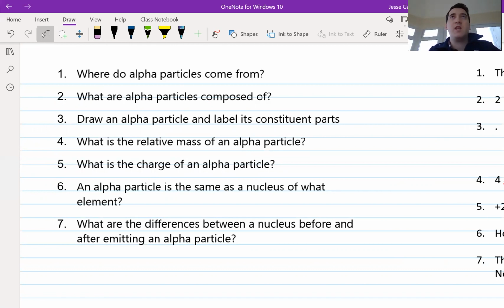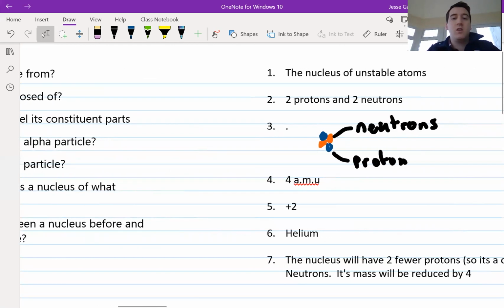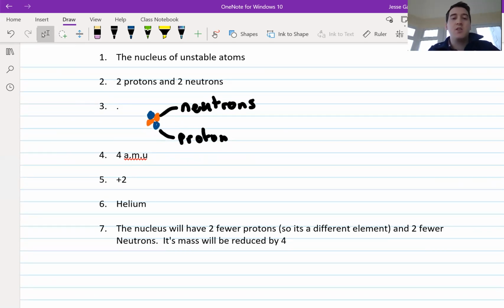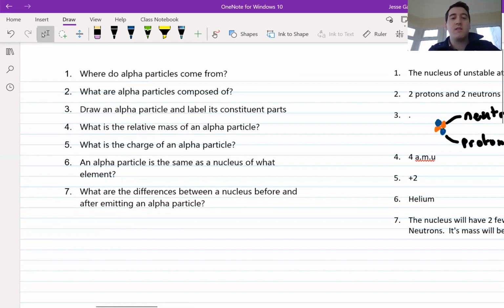Okay, so obviously losing 2 protons changes the element because it's the number of protons that decides which element we're talking about. So we've got 2 less protons, it's not the same element anymore. And it's also going to have 2 less neutrons. Its mass will have decreased by 4. So there we go. The nucleus will have 2 fewer protons, so it's a different element, 2 fewer neutrons. Its mass will be reduced by 4. That's how the nucleus is going to be different.